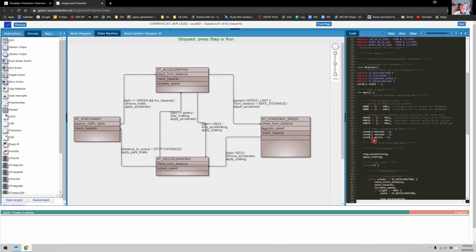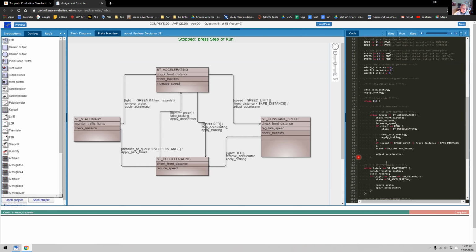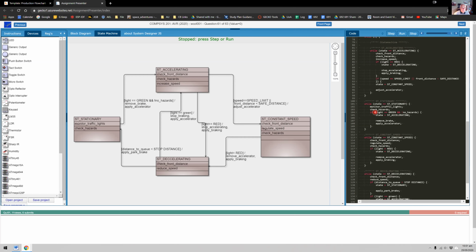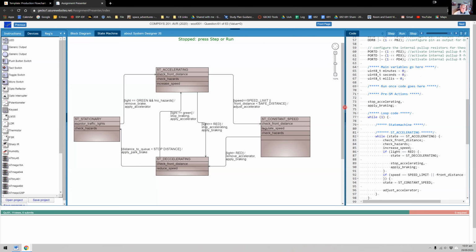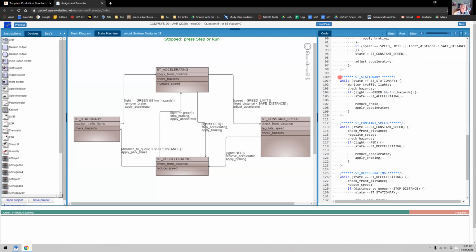So let's have a look at the actual code for this. While we're in the state stationary, let's find stationary, there we go. Here's the stationary state. I'm going to make this a little bit bigger so it's easier to read. So what's happening? While the variable state has the value state stationary, it doesn't matter what it is, it's just a macro. While it has this value, we want to monitor the traffic lights and check the hazards, okay? So these will actually be function calls ultimately, and we would have to write those functions.